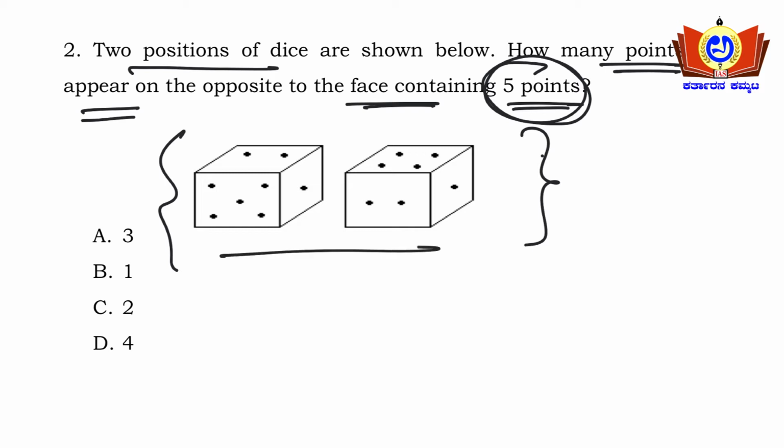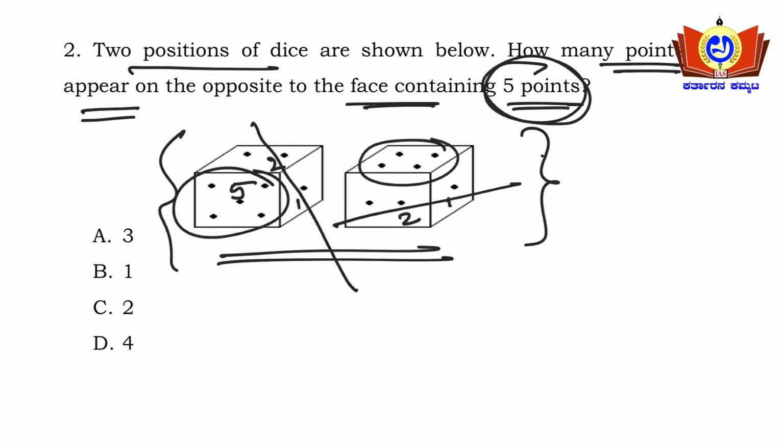Compare these 2 dice here. Here is 5, and the other 2 images are 1 and 2 points. Similarly, 1 and 2 are here. So when 2 faces have been given in the 2 dice, you can cross 1 and 2 here, and 1 and 2 here. The remaining faces will be opposite to each other. So 5 is opposite to 4. As simple as that, guys.